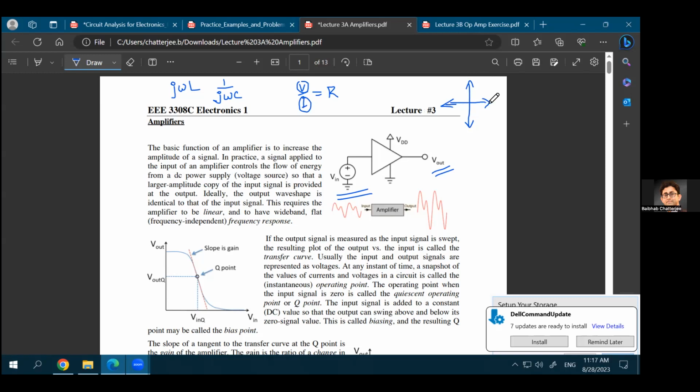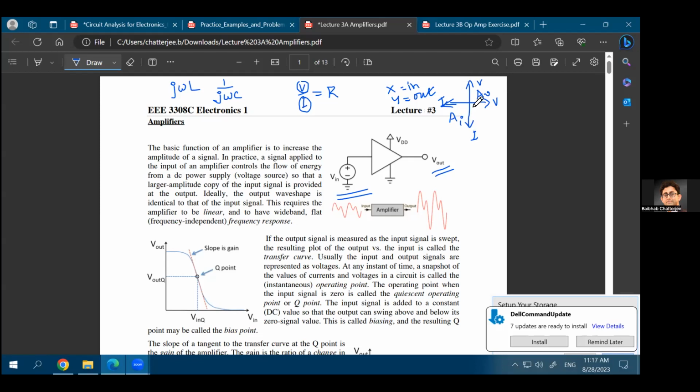Now let's say the x-axis is your input and the y-axis is your output. Your x-axis could be voltage or current. Your y-axis could also be voltage or current. When your input is a voltage and output is a voltage, you have a voltage amplifier, and that amplification gain you represent as AV. When your input is a current and your output is a current, you represent the gain as AI.